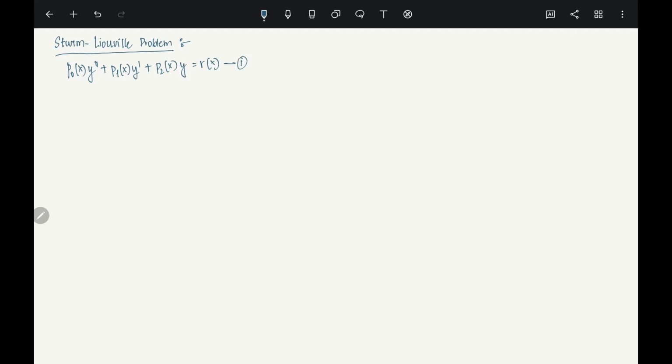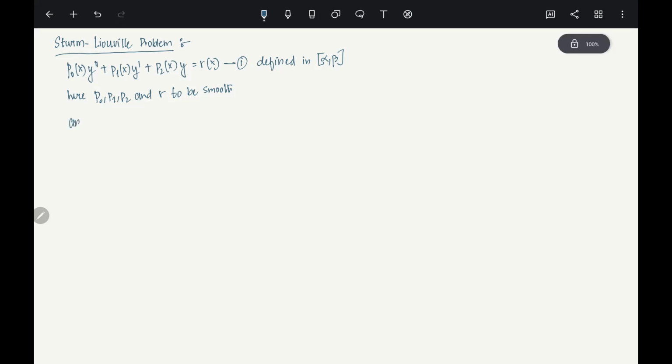Now this is defined on some interval (alpha, beta), and here we are assuming P0, P1, P2 and R are smooth. So maybe sufficiently C1 or C2, whatever you can choose, it is not a big problem.